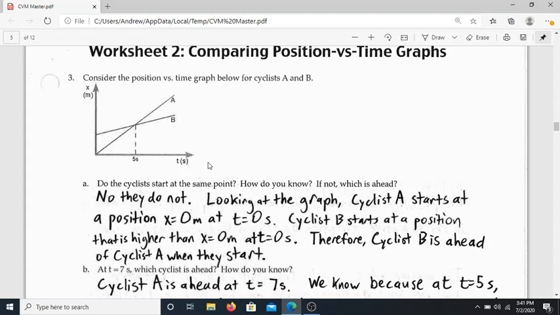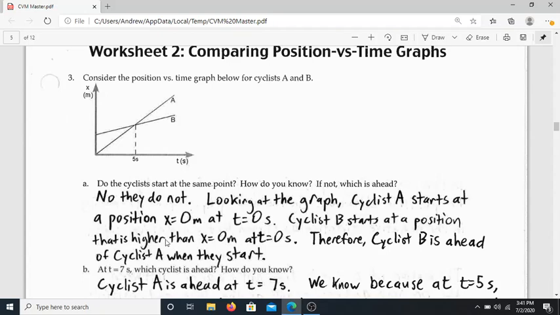Okay? So, they do not start at the same position. We can look and see they do not have the same starting position at t equals 0. If we look at the graph, it looks like cyclist A does start at the origin, a position of 0 meters. Cyclist B starts in front, so a position that is farther forward. And you see my answer, I say that's higher than 0.